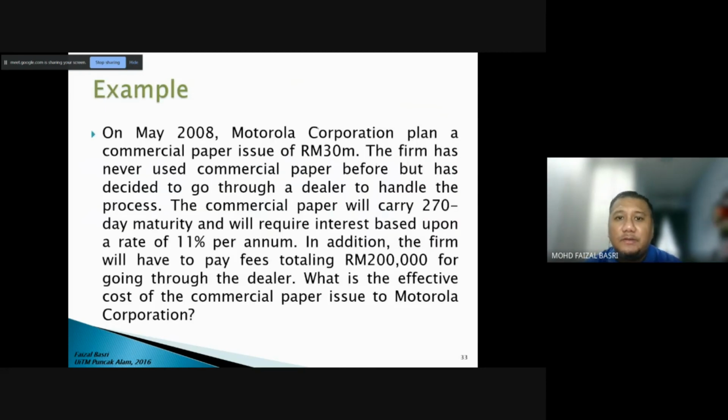Okay, so Motorola Corporation plans to issue commercial paper worth 30 million ringgit. The firm never used commercial paper before, so they use a dealer, or broker. They have 270 days maturity. They require 11% per annum, so this is the rate of interest. The firm has to pay fees totaling 200,000, so this is the issuing cost. So therefore, this is the principal, 30 million. So what would be the effective cost of the commercial paper to Motorola?